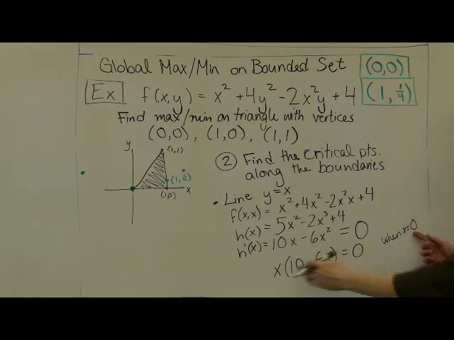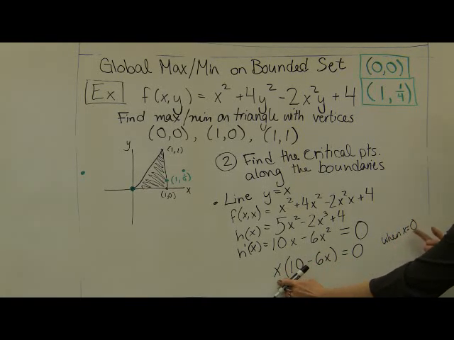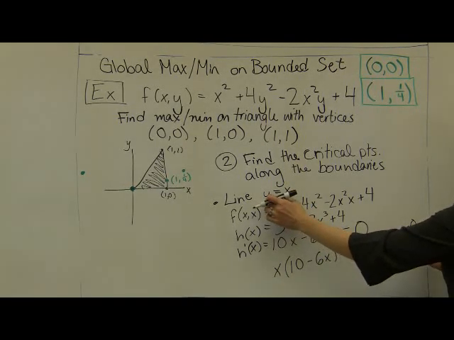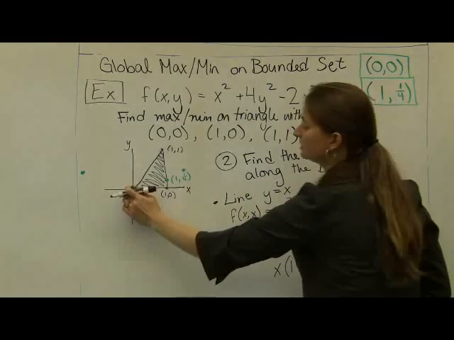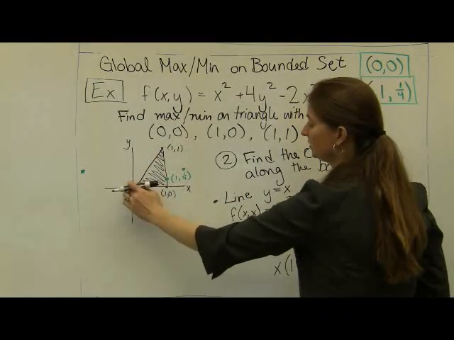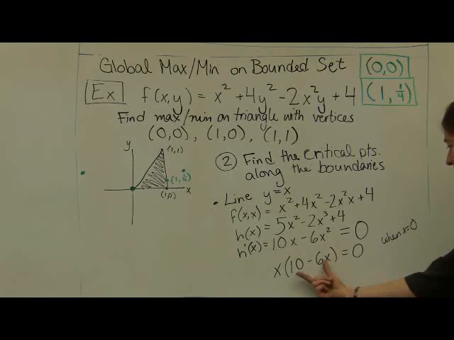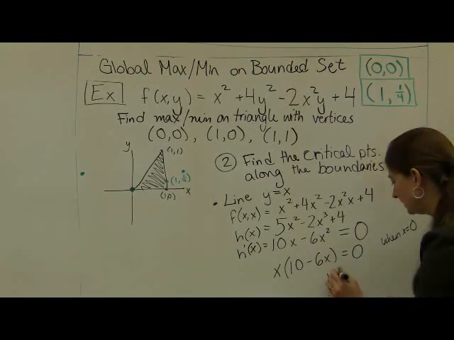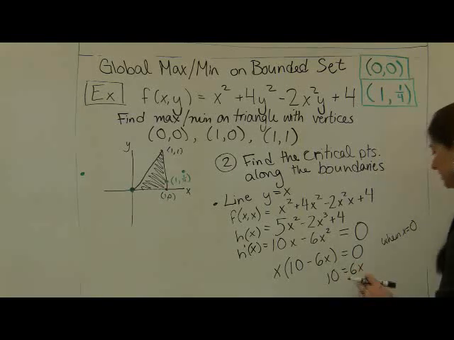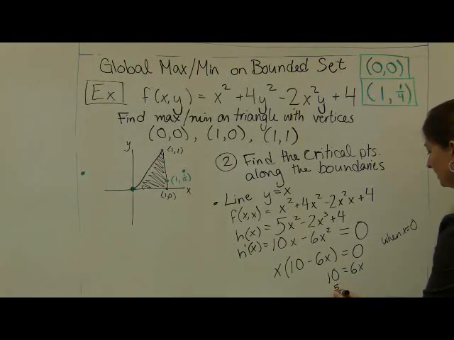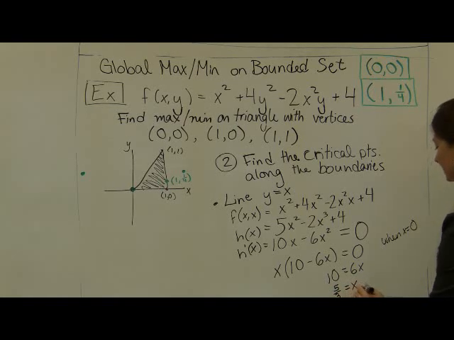But that's boring because we already have when x is equal to 0, that gives me the point x equals 0 and y equals 0, which is 0, 0, which is the point that we already found, the point along this line where x is equal to 0. Boring. It also gives us the point where 10 is equal to 6x. So I divide both sides by 6, and I get 5/3 is equal to x.